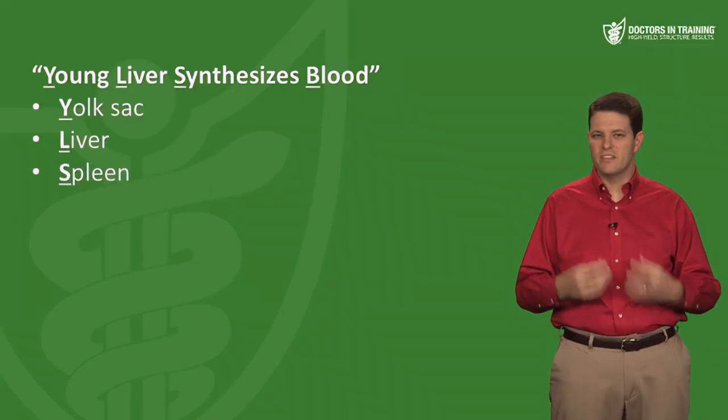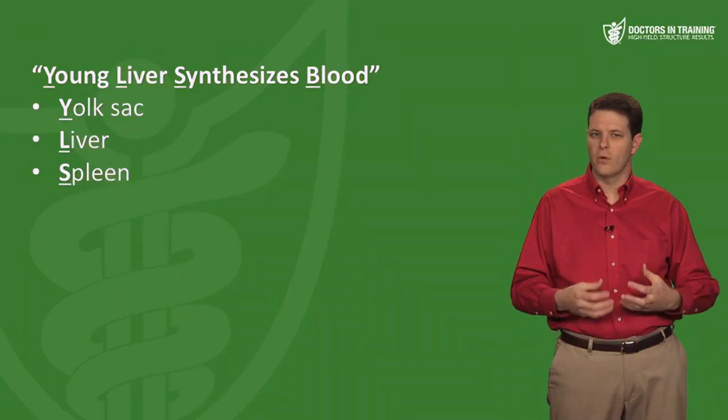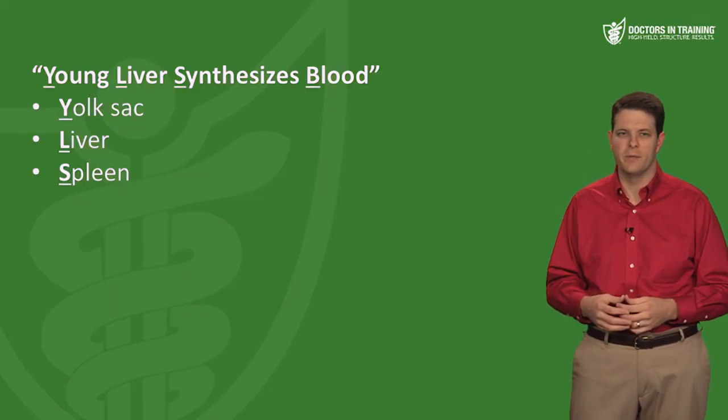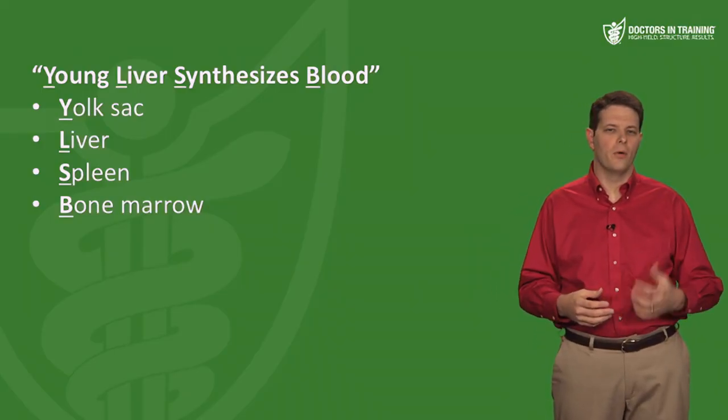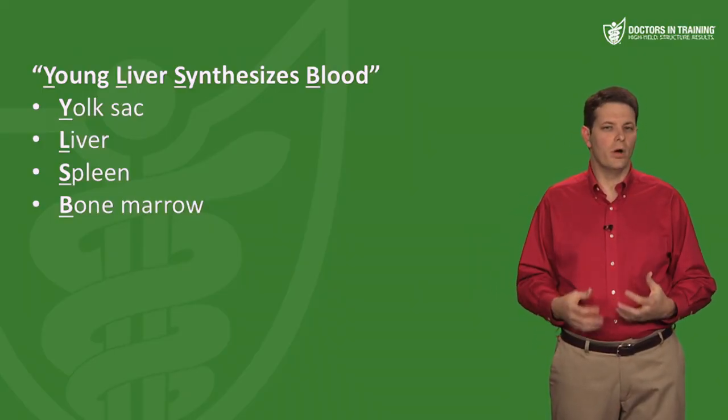And then the liver and the spleen take over, though the liver is the most important site of hematopoiesis pretty much throughout fetal development. And then beginning around 28 weeks, the primary site of hematopoiesis is the bone marrow. And then make note which bones we're talking about.